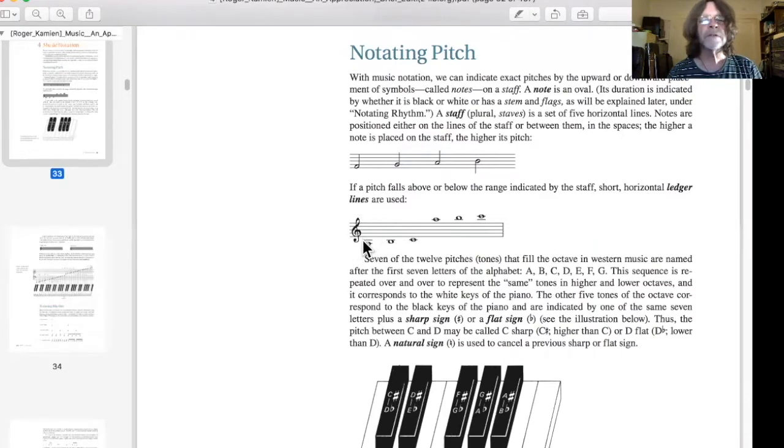And here are the notes, the placement of notes. This is A, B, and C, all right? And up here is, again, A, B, and C, but it's way up there.